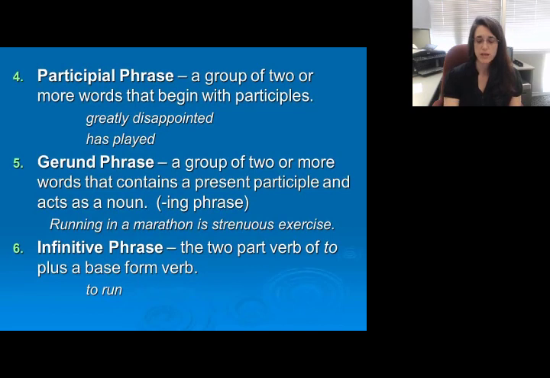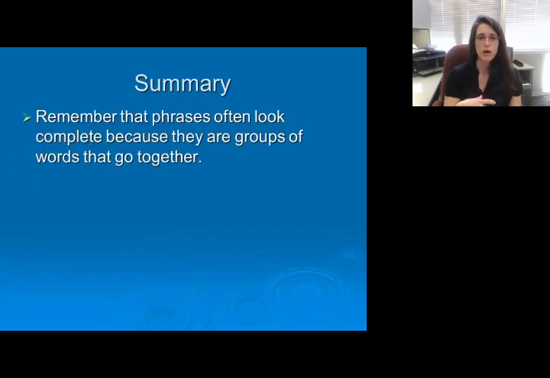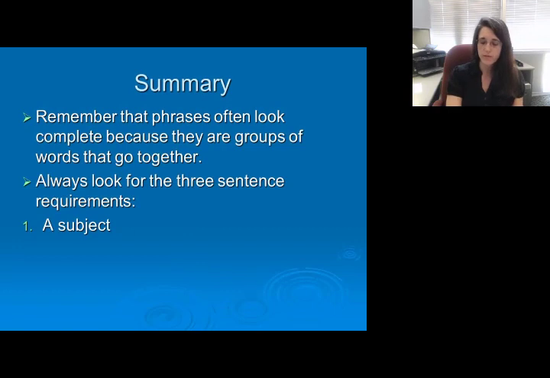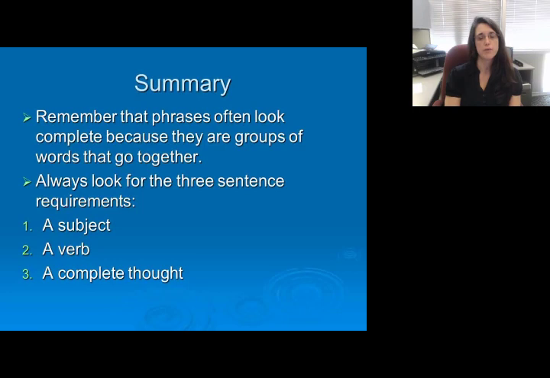So remember that in order to complete a sentence, we have to make sure that we have our vital pieces. Remember that phrases often look complete because we know they go together. They're a group of words that go together, like across the lake. And we often believe that they're complete because of that. But remember that we have to have the subject, we have to have the verb, and we have to have a complete thought in order to have a complete sentence. So even though those words go together into this phrase, it's not a complete sentence unless we have all three of these pieces that are required in any sentence.